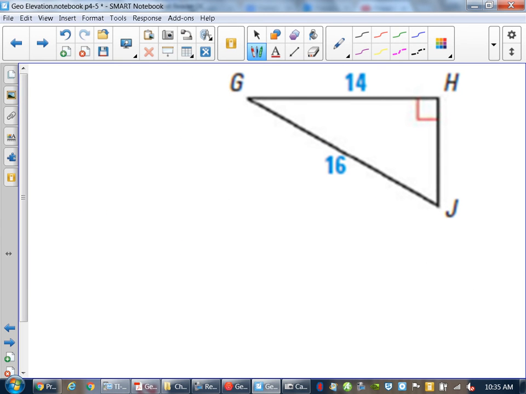Two sides, find angles. When I did this one, was my missing side length a hypotenuse or a leg? It's a leg. So that's going to be a little g.